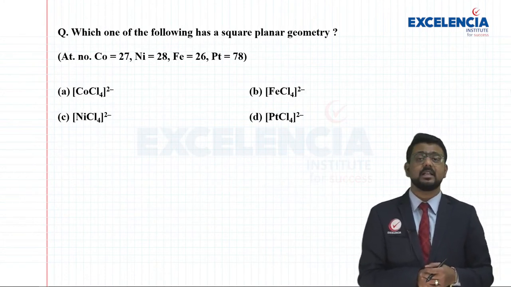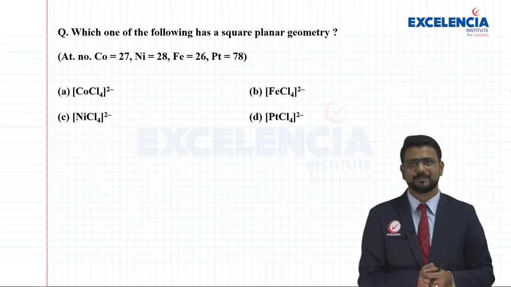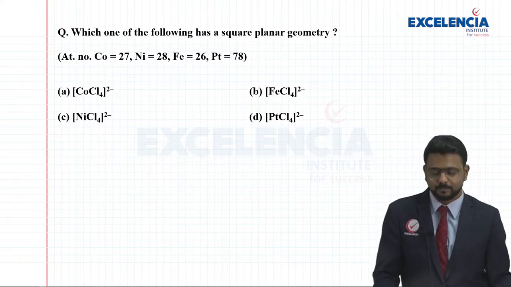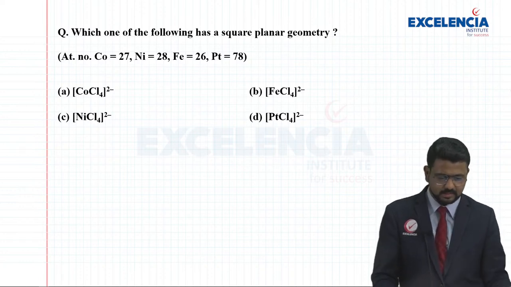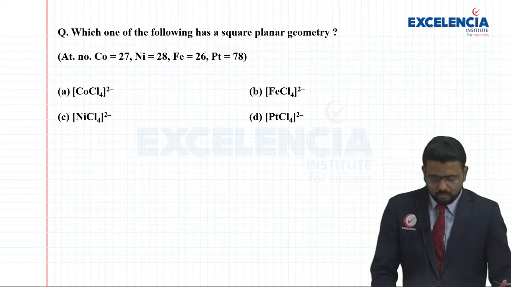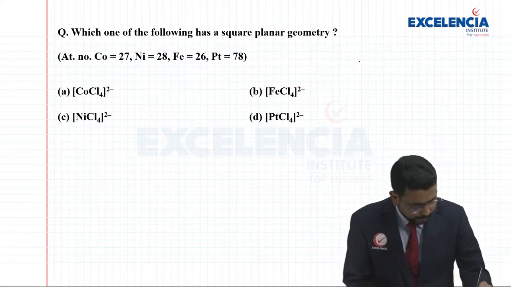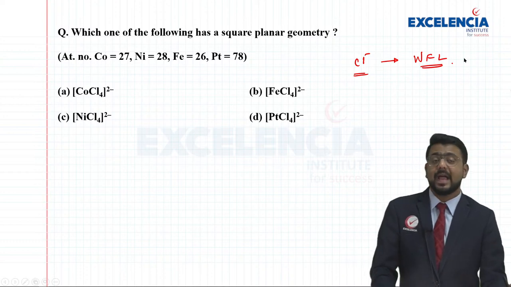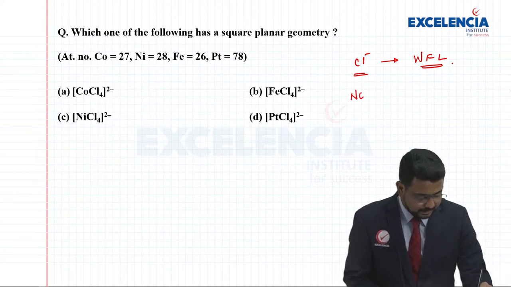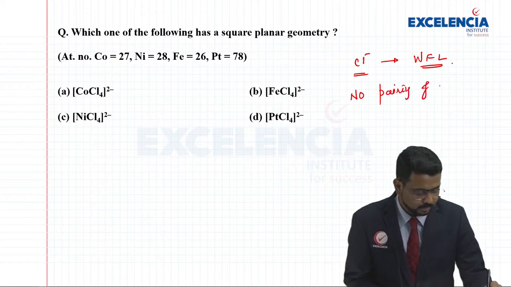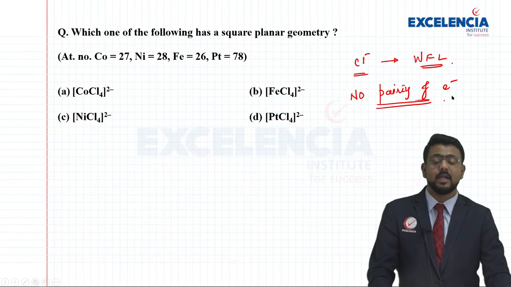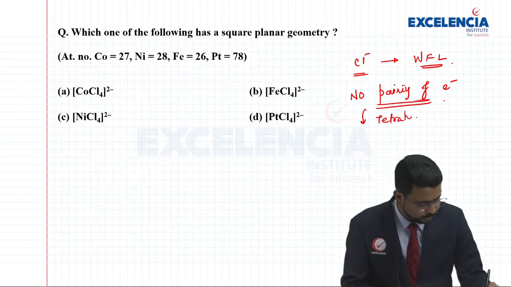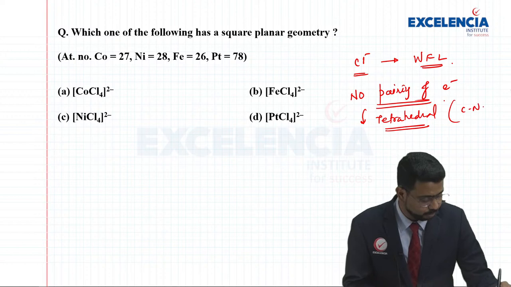Which one of the following has a square planar geometry? So options here are [CoCl4]2-, [FeCl4]2-, [NiCl4]2-, and [PtCl4]2-. Now we very well know that Cl-, which is basically a halogen, is a weak field ligand. And if it is a weak field ligand, then we can expect that there is no pairing of electrons. And if there is no pairing of electrons taking place, then the expected geometry here should be tetrahedral, if there is a coordination number of 4, okay?